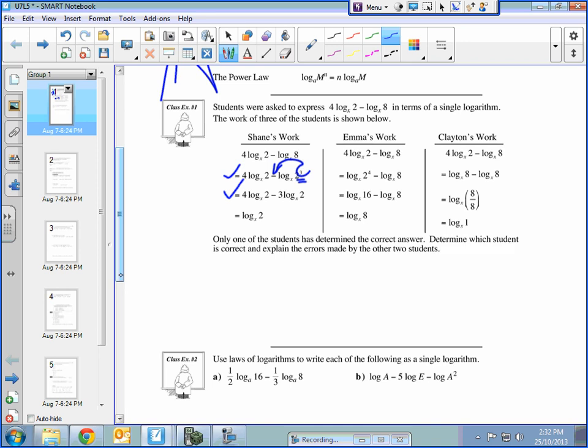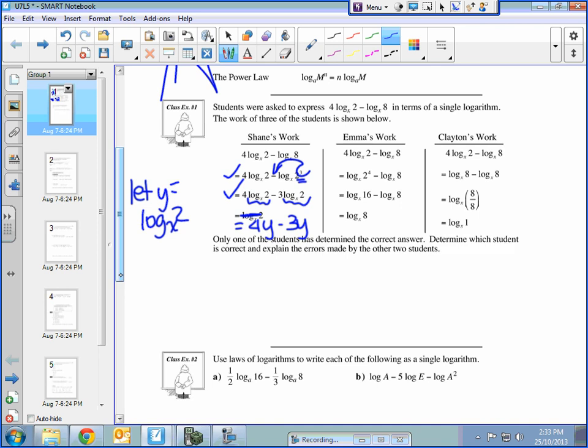I have 4 log of 2 base x minus 3 log of 2 base x. Is this right here the same as this right here? If I have 4 log of 2 base x, can I subtract 3 of them? Yes, see, it was right. Let y equal log of 2 base x. This might help you out here. Then this right here equals 4y minus 3y. Now can you see that you can subtract it?